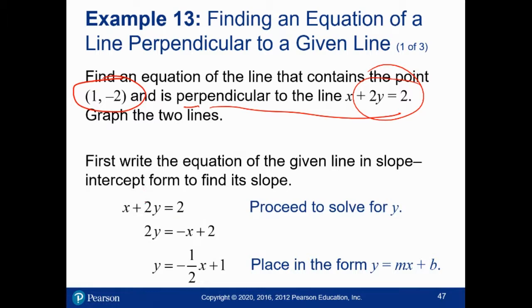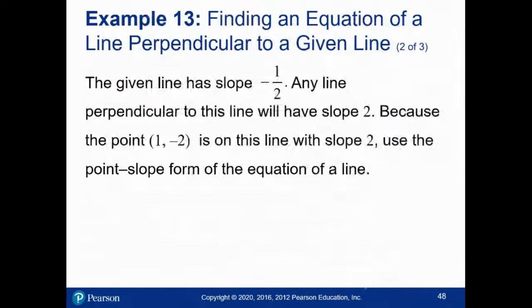Okay, so let's get it into slope-intercept form. Move the x over. 2y equals negative x plus 2. Divide out this 2, and we get negative 1/2 x plus 1. That's not so important for us. What we really care about is that this slope is negative 1/2. So what's the perpendicular slope? Well, we actually just did that work on the other page. It's 2. So since our line has slope minus 1/2, then the perpendicular line will have slope 2.